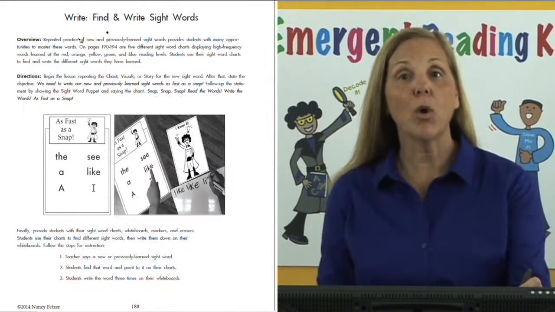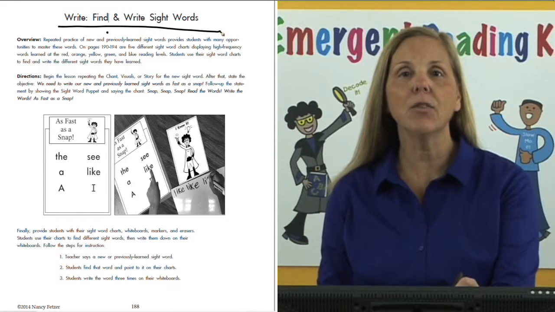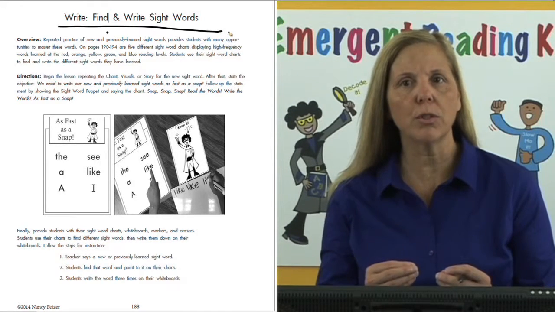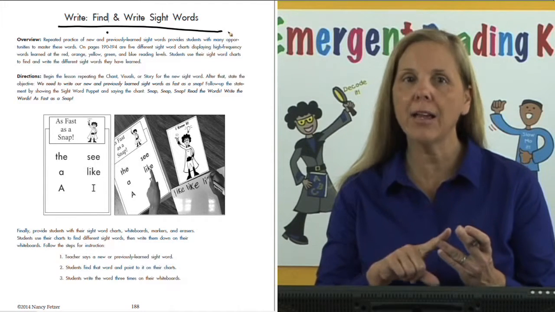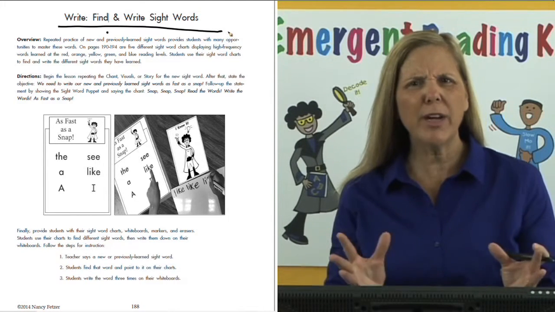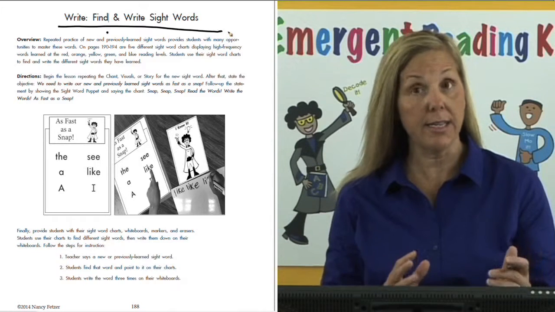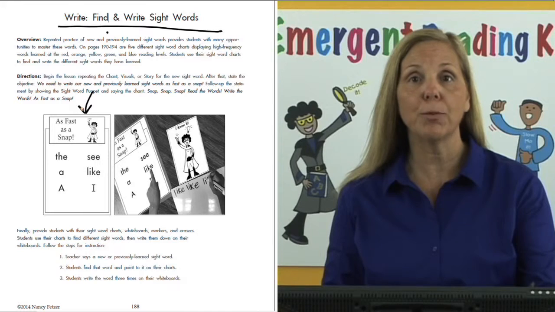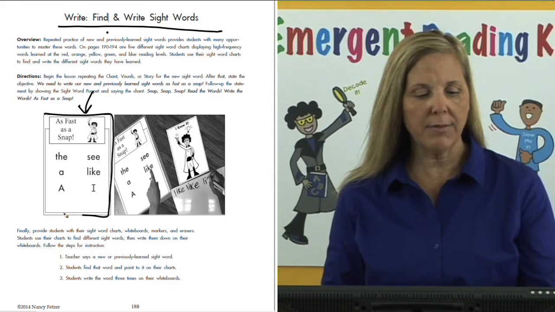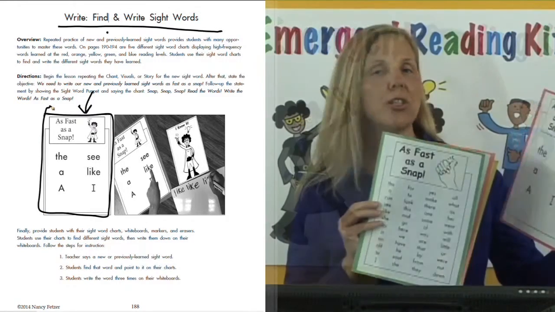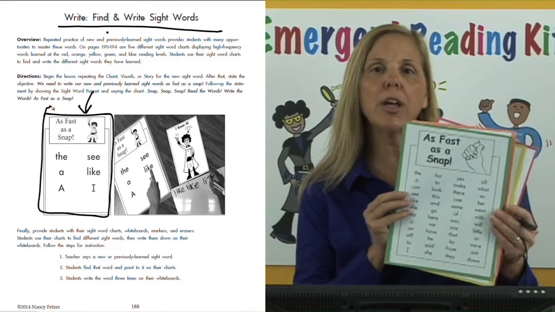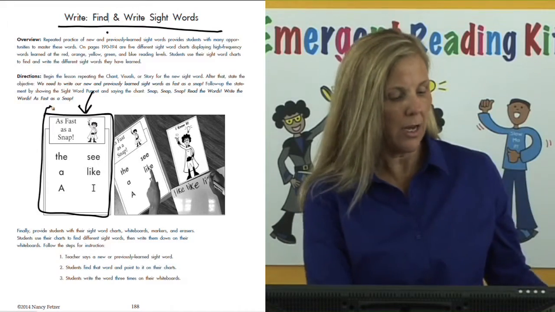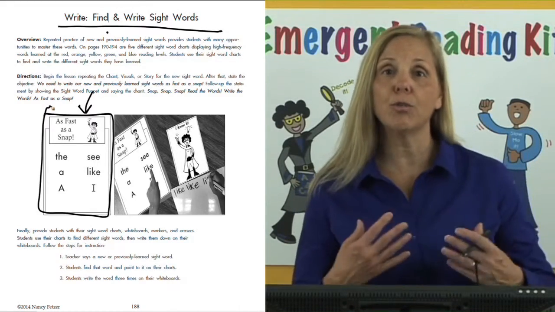On page 188 is Find and Write Sight Words. This activity provides more practice for your students to read and write the sight words. In their reading groups, your students should be provided in this activity a fast as a snap chart. Here's one pictured on your page. There's actually many of these fast as a snap charts. As you can see, there's charts that have just a few words on it, all the way up to charts that have all 48 words, depending on what color group your students are in.